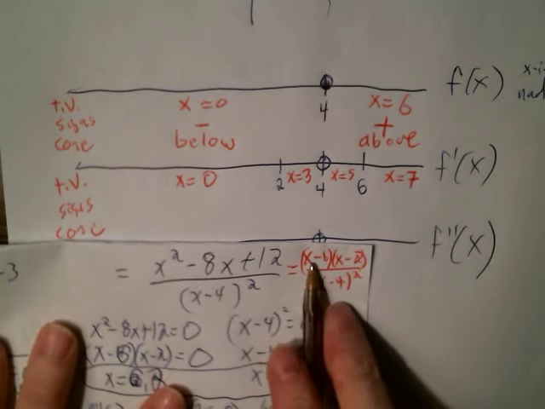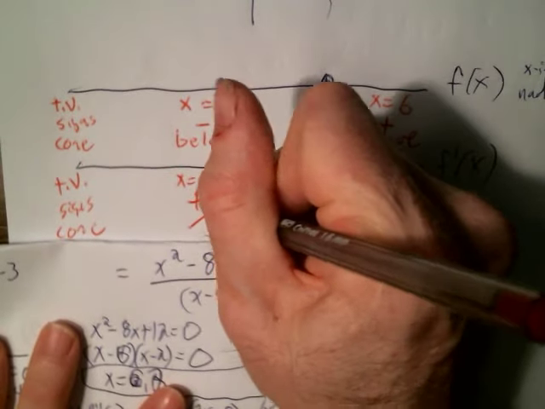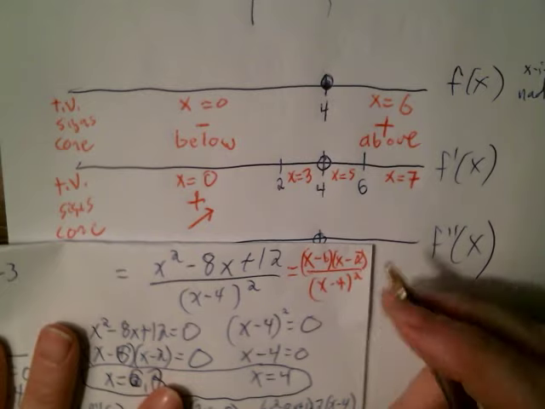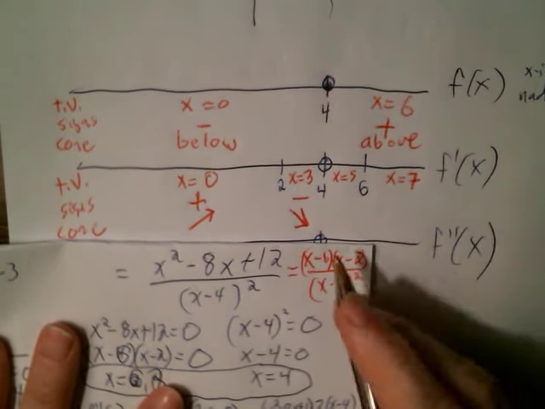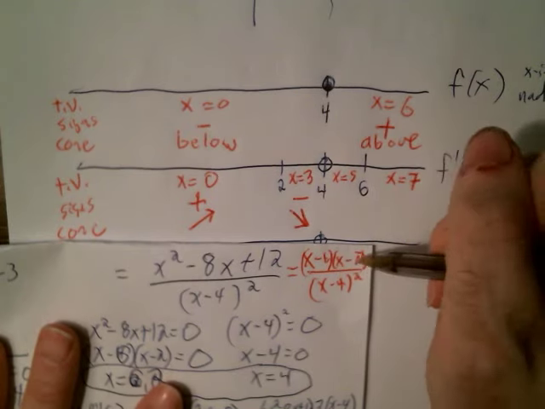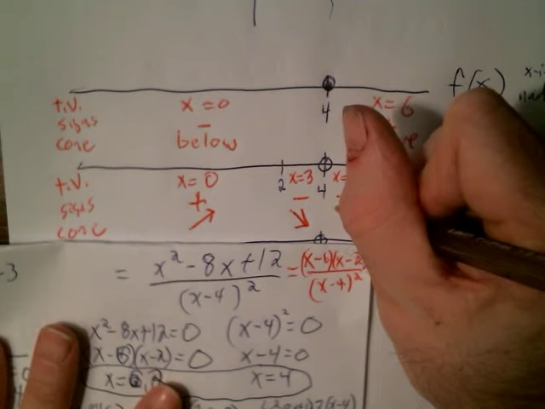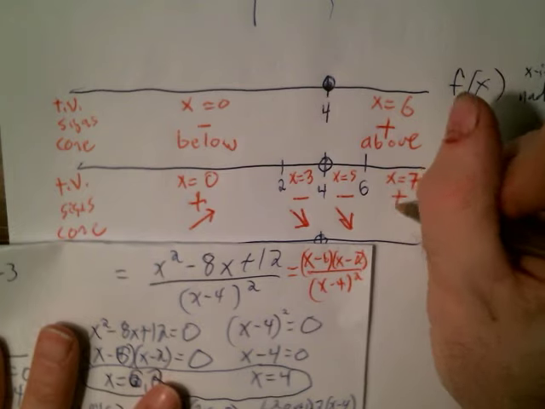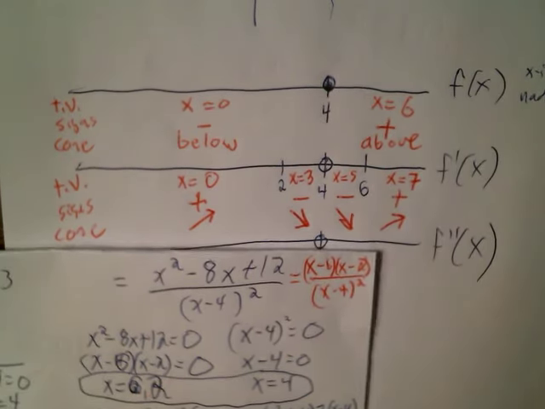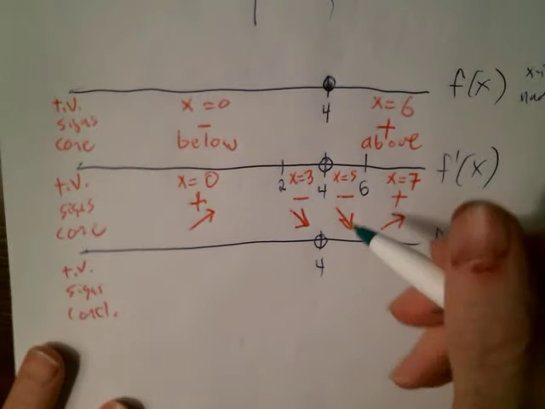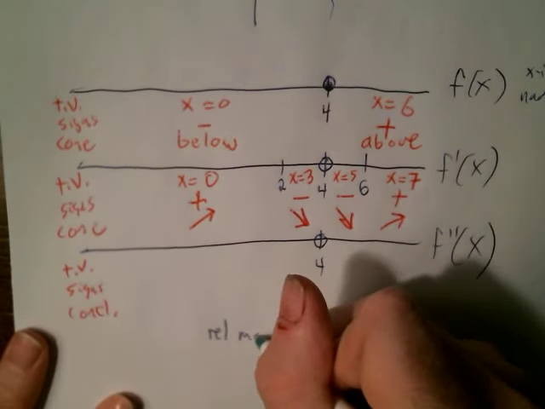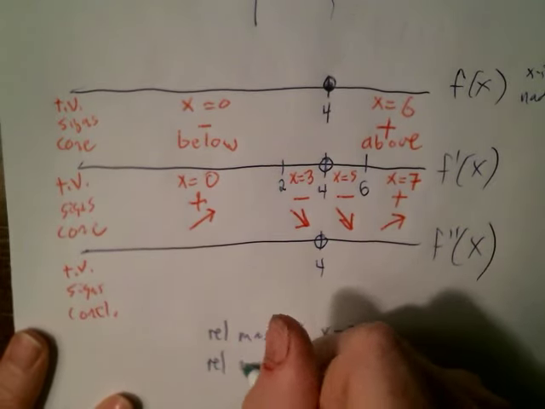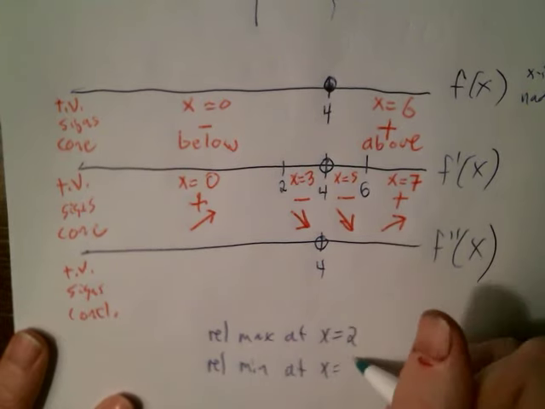So if I put in 0, I get negative times a negative, which is positive, which means I am increasing. If I put in 3, I'll have a negative times a positive, which is negative, which means I am decreasing. If I put in 5, I'll have a negative times a positive, which is negative, which means I am decreasing. And if I put in 7, I'll have a positive times a positive, so it's increasing. Then I note that there must be relative maxes and mins here. There's a relative max at x equals 2, and then there's a relative min at x equals 6.